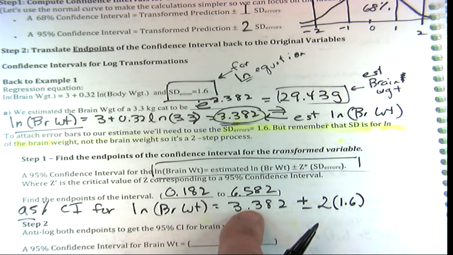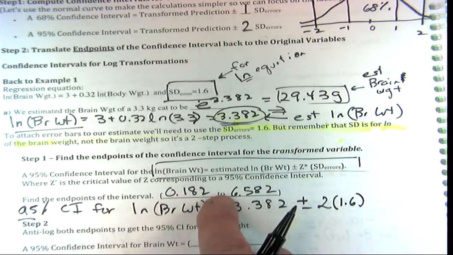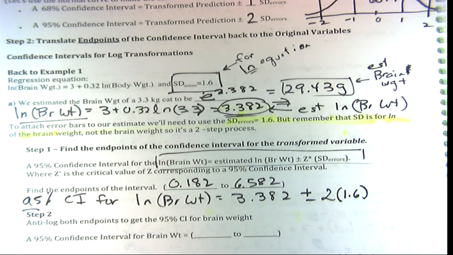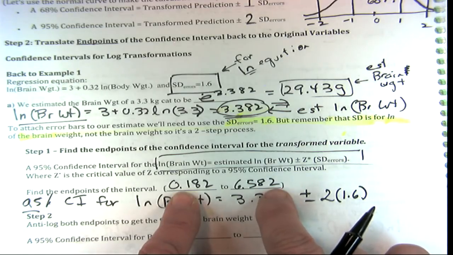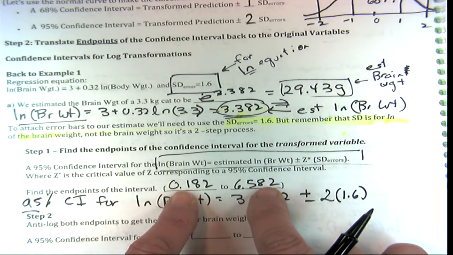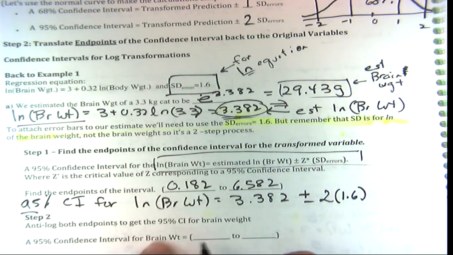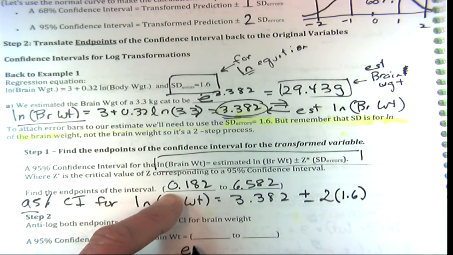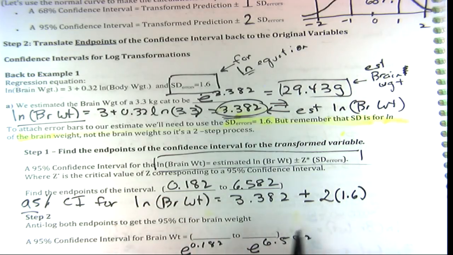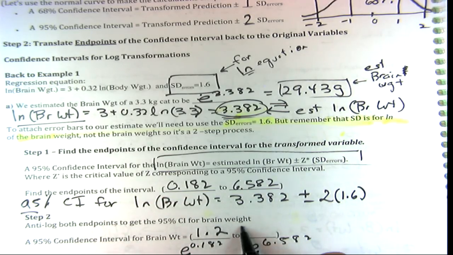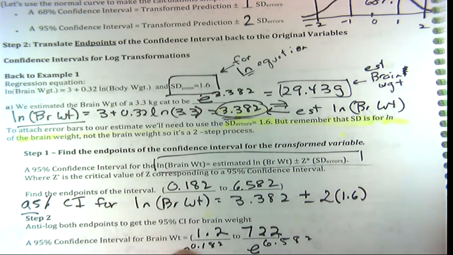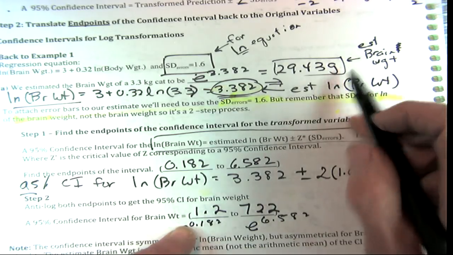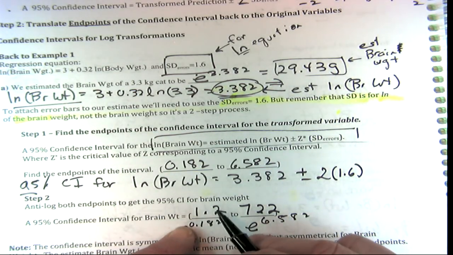Our estimate is dead center here. But now watch what happens. To get a confidence interval for the brain weight, we anti-log both these endpoints, which means raising them, exponentiating them. So we'll have e to the 0.182 and e to the 6.582. When we do that, we get 1.2 to about 722. And notice that our estimate is not in the center of that. It's much closer to the lower one, and it always will be.